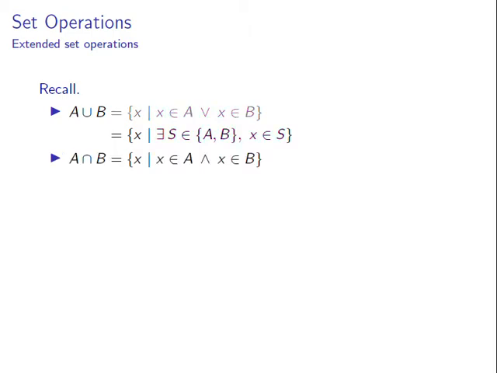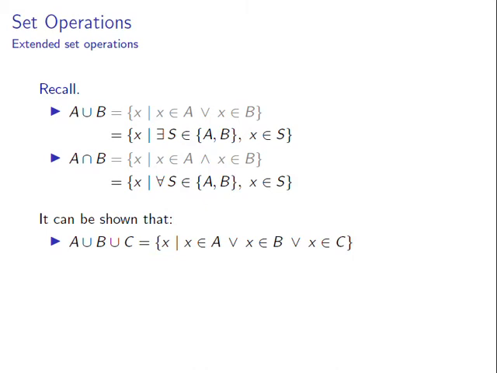The intersection of two sets A and B consists of all objects X satisfying the condition that X is an element of A and X is an element of B. This is equivalent to the condition that for any set S in the set consisting of A and B, X is an element of S.